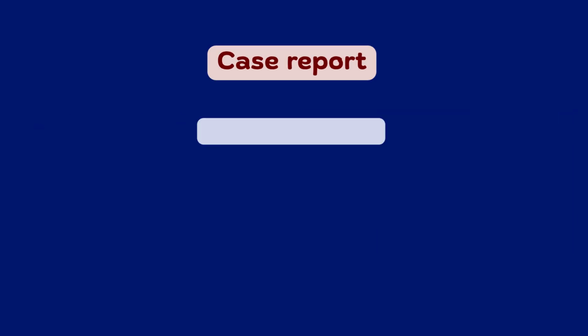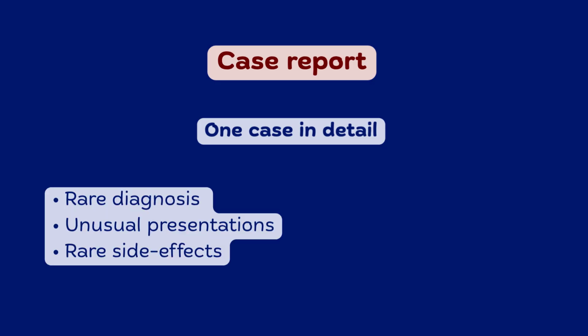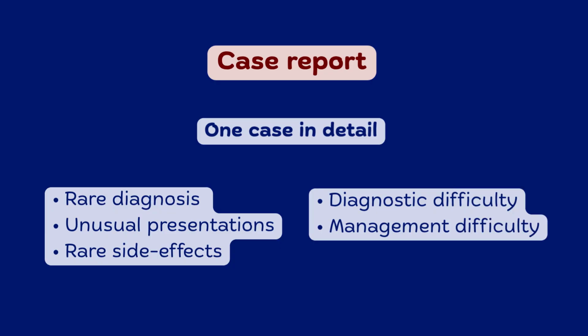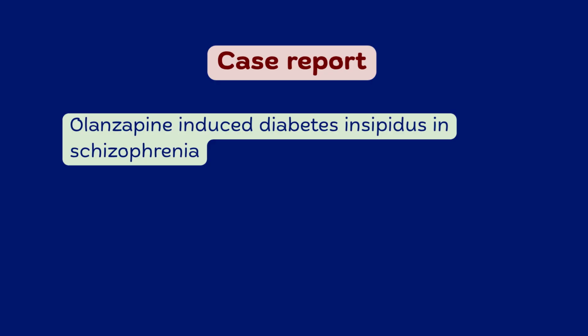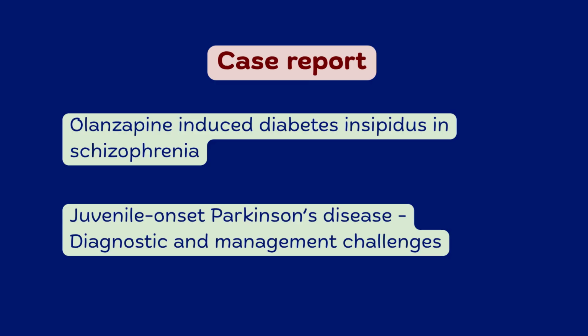In a case report, the researchers describe one case in detail. Common reasons for writing a case report include rarity of the diagnosis, unusual presentations, rare side effects, diagnostic difficulty, or management difficulty. Examples of a case report include case report of olanzapine induced diabetes insipidus and schizophrenia, diagnostic and management challenges in a patient with juvenile onset Parkinson's disease.